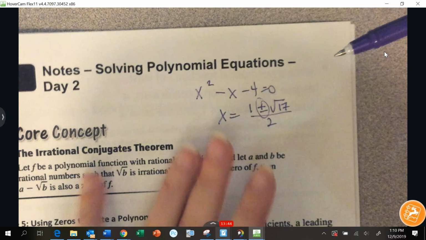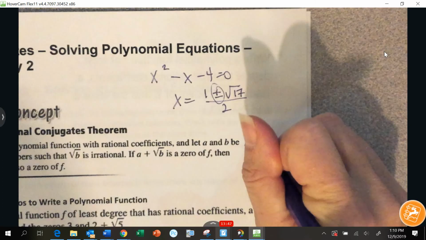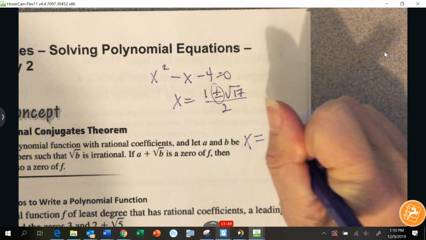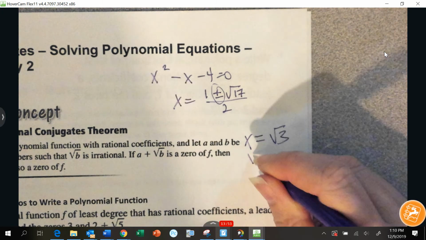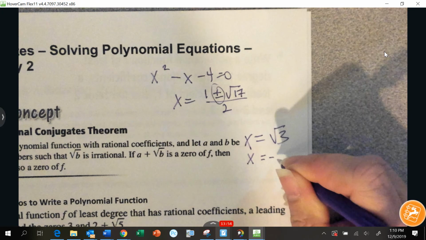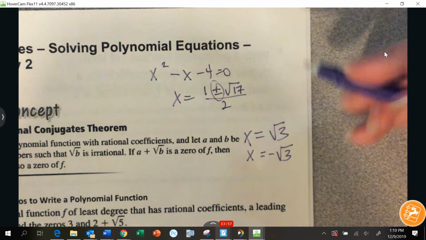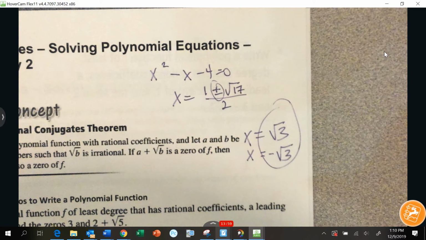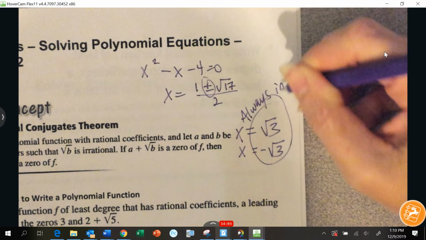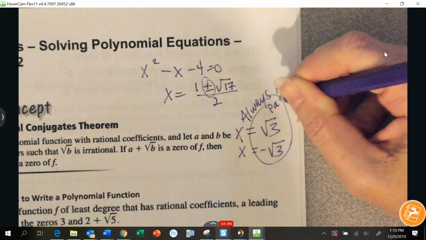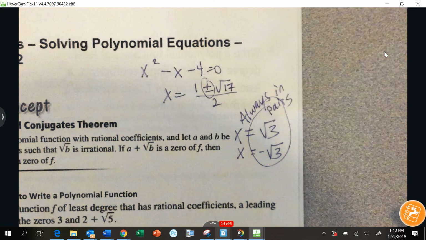If I told you one of the x answers was radical 3, you could say the other is x equals negative radical 3. They always come in pairs. You won't have one square root without a second square root. Always in pairs.